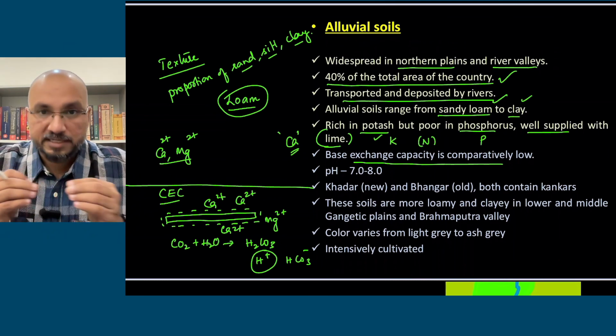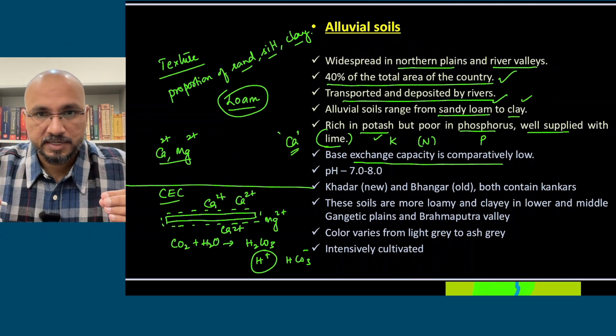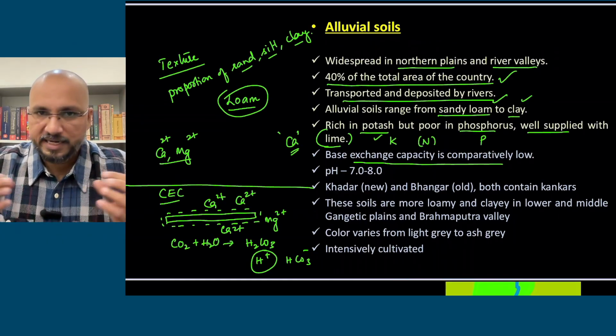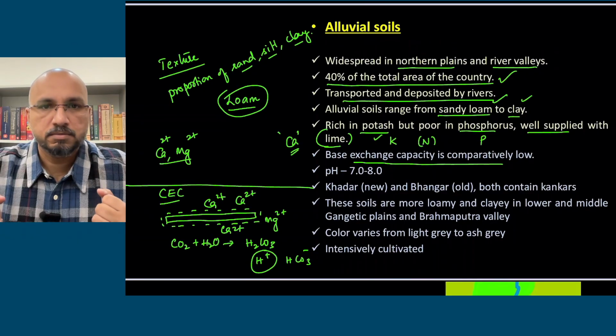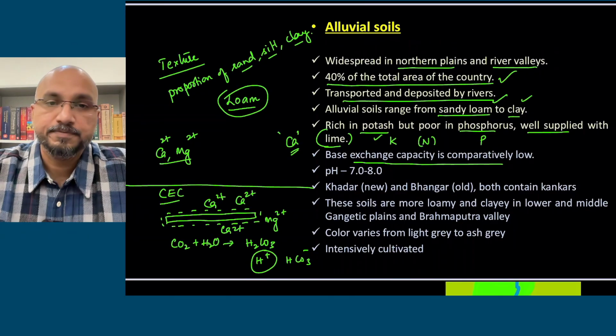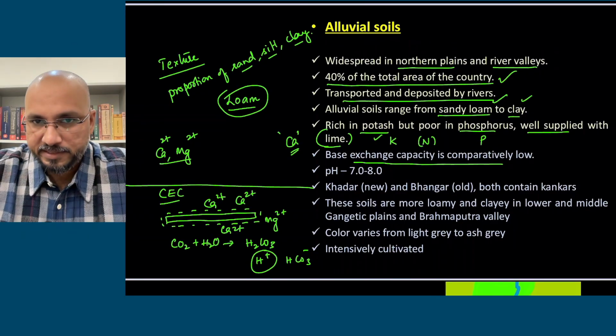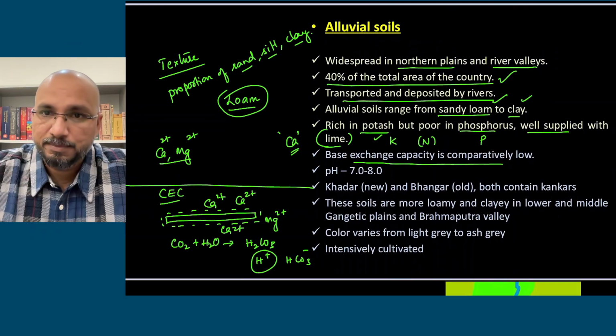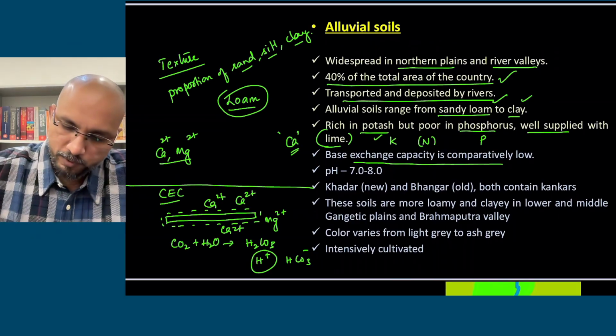So the larger the surface area of your clay particle, the higher the negative charge, and they can hold a larger amount of cations. Only when there are more cations can they exchange more. So cation exchange capacity is the property of clay particles. In alluvial soils the base exchange capacity is low, it is quite low.